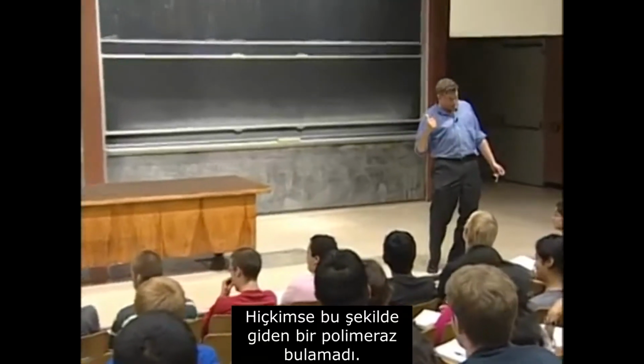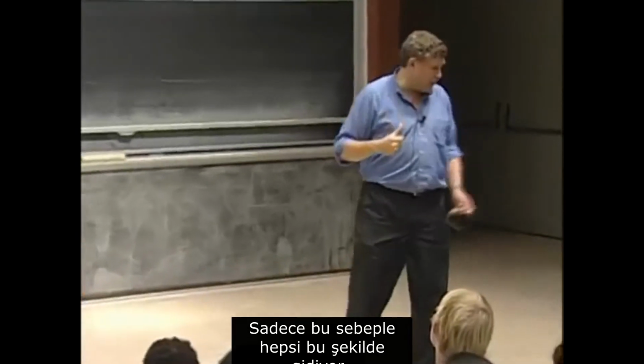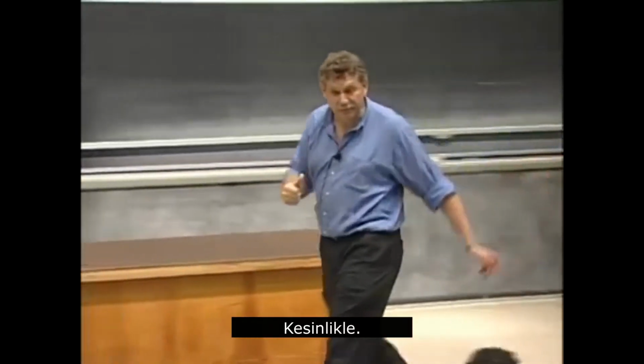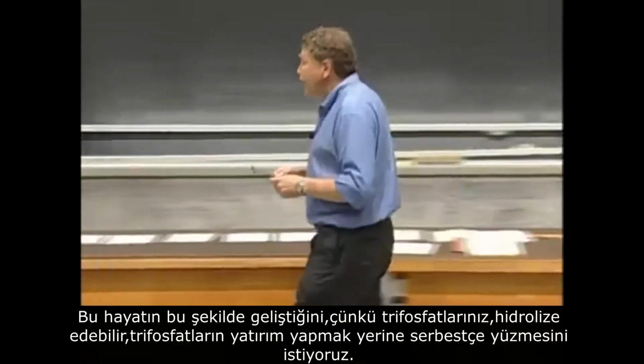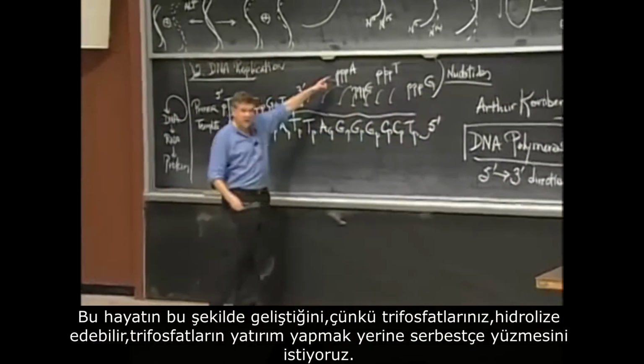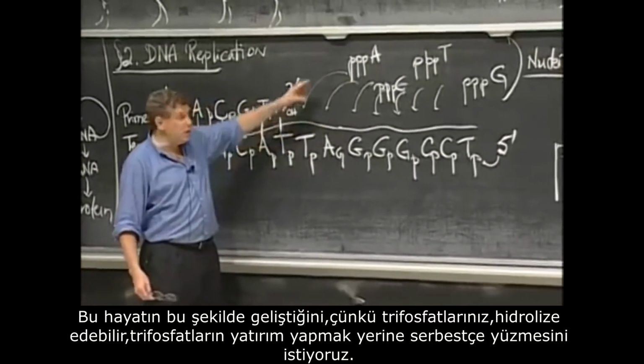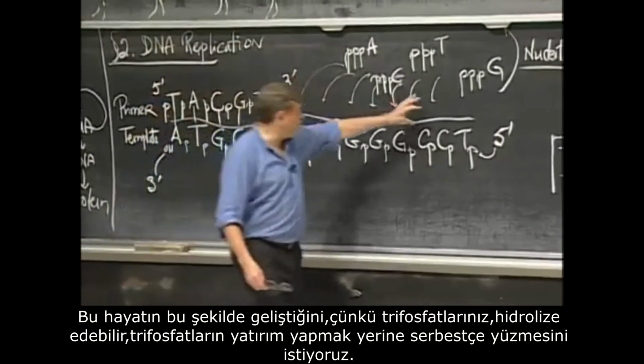It does it this way. No one has ever found a polymerase that goes this way. They find them all going that way for just that reason. Exactly. Bingo. That was why life evolved it that way, because you want your hydrolyzable triphosphates to be floating around freely rather than invested in the growing strand.